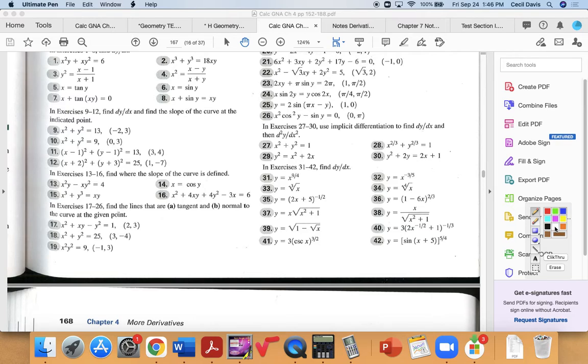34 is 1/4 of x to the negative 3/4. 38 is the quantity x squared plus 1 raised to the negative 3/2 power. 42 is 5/4 of sine to the 1/4 of x plus 5 times cosine of x plus 5.